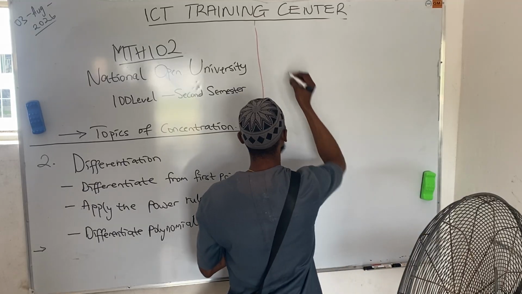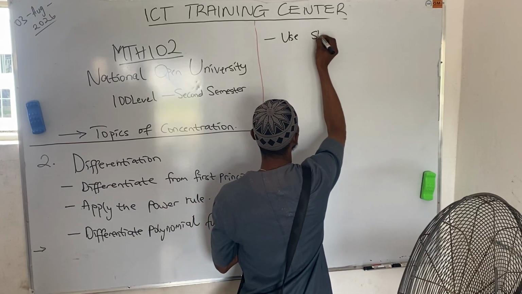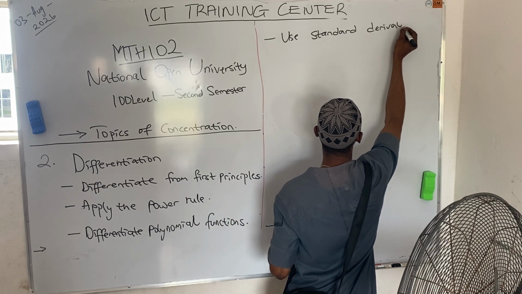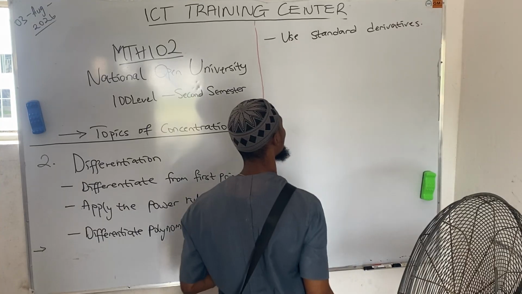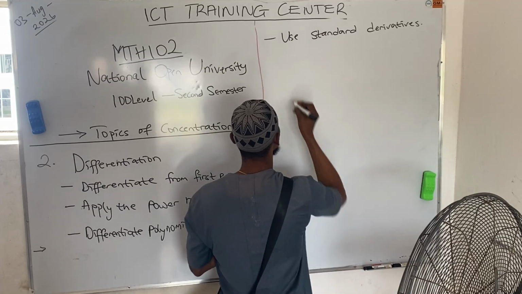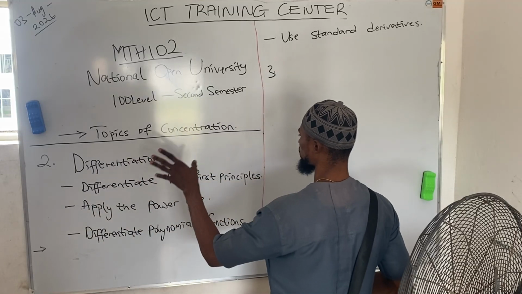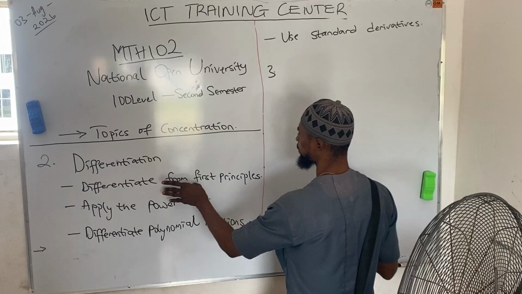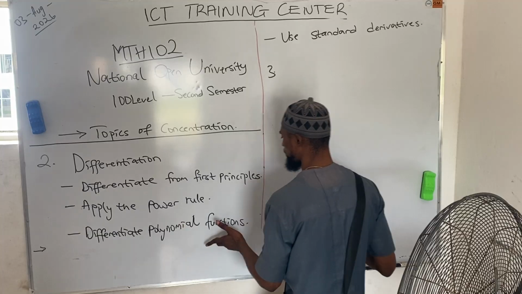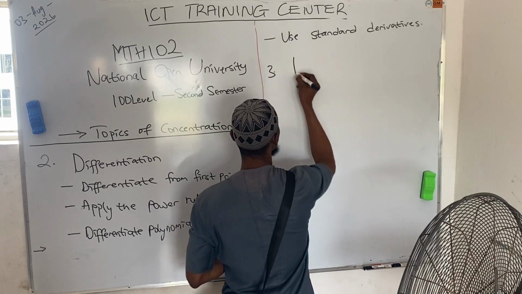Okay, so the last one is use standard derivatives. So now the next one we're going to be talking about is integration. That's number 3. So we're done with number 2, which is differentiation. Under differentiation we have differentiate from first principles, we have to apply the power rule, and also differentiate polynomial functions. And the last one, use standard derivatives. All right.